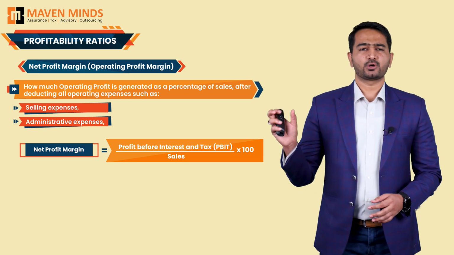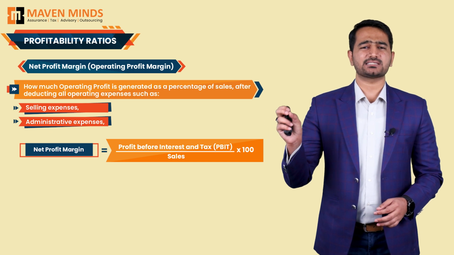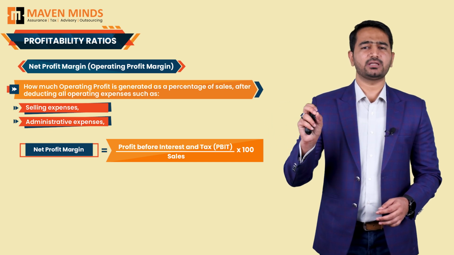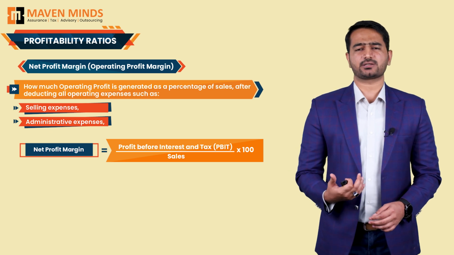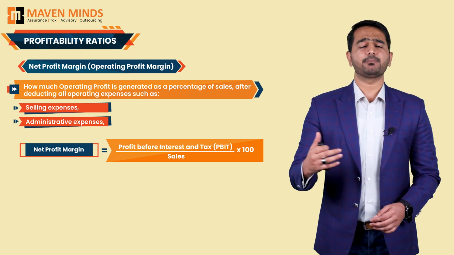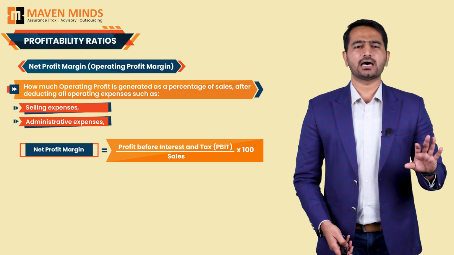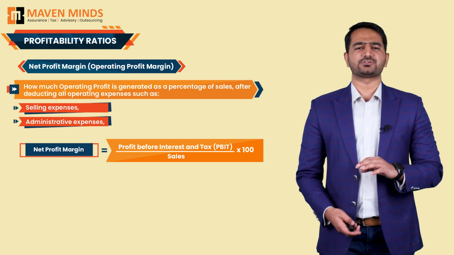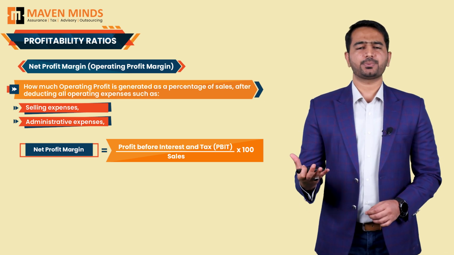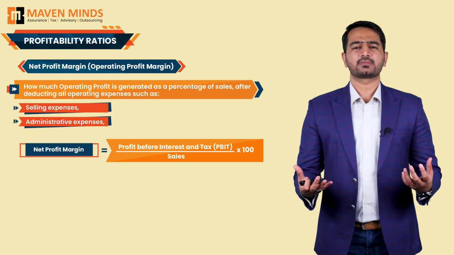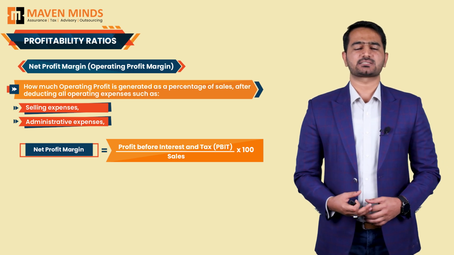Here, profit before interest and tax is used instead of net profit because interest and tax are external factors that vary from company to company and are not directly related to the operational efficiency. This ratio tells you how much operating profit is being earned as a percentage of sales.